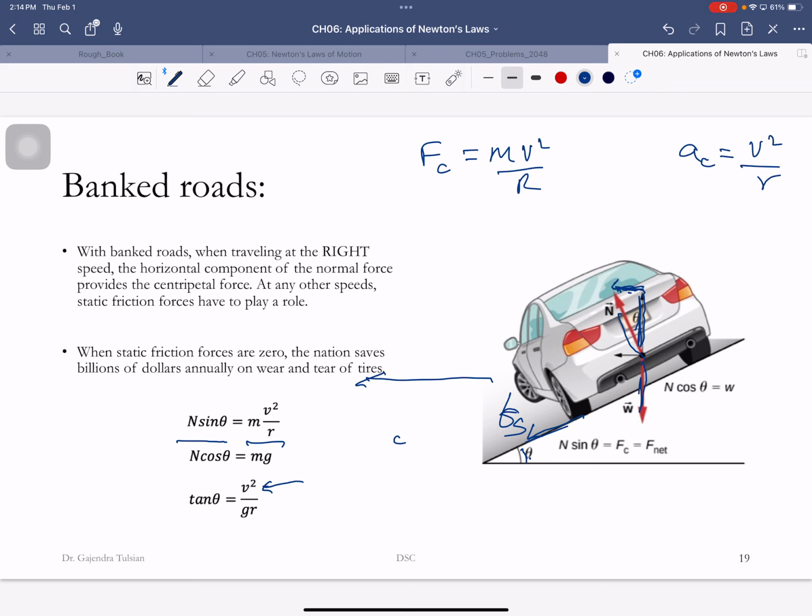Now, there's something very beautiful about this equation. Can you tell me what's beautiful about this equation? You've all experienced this without realizing it. It doesn't depend on the mass. It doesn't matter what you're driving. That bank is the same. The speed is the same for all objects. Yep, go ahead.